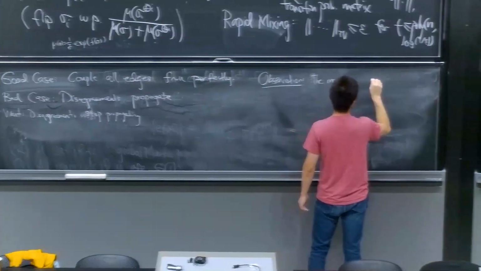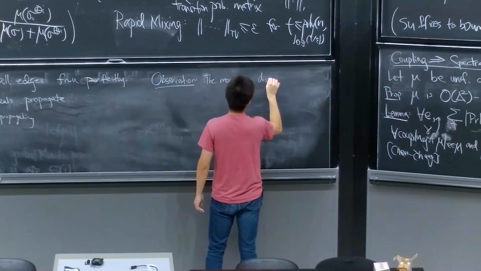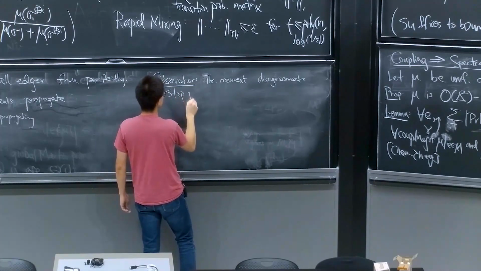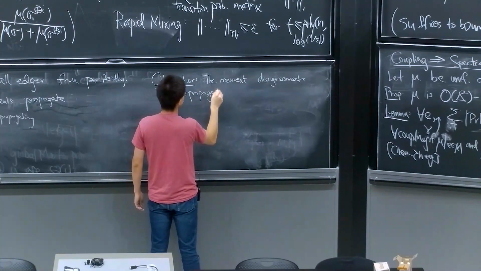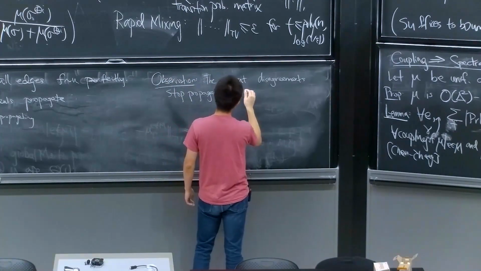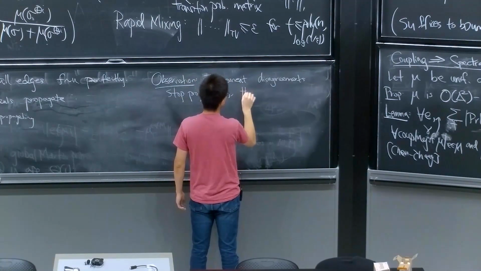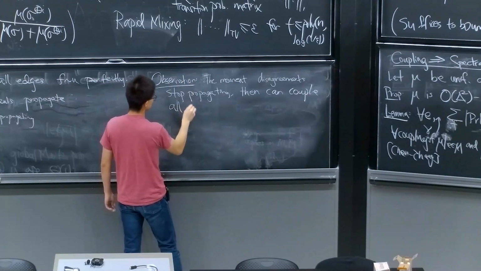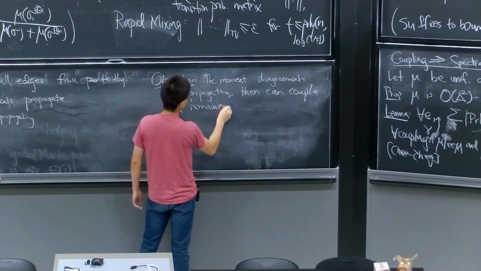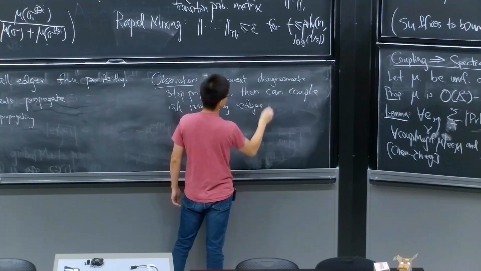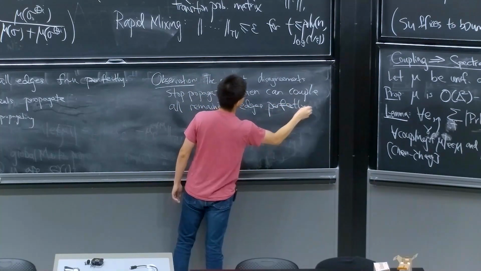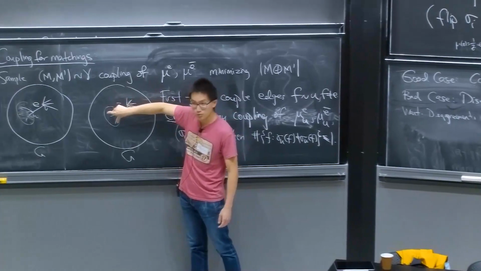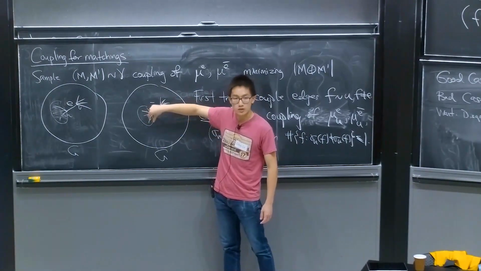The moment these stop propagating, then we can couple all remaining edges perfectly. Okay. So I'm running this coupling procedure, so I'm going to try to couple these vertices, and then if there's a disagreement, I'm going to keep coupling from there on.